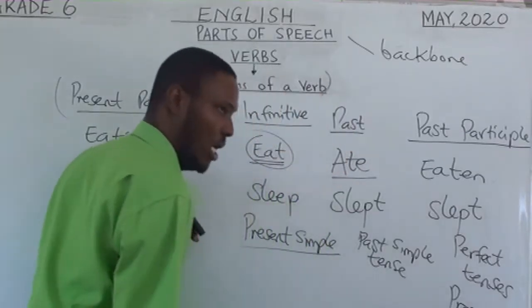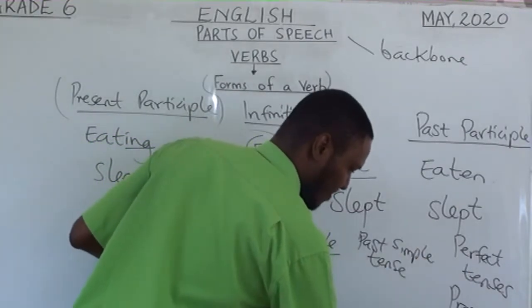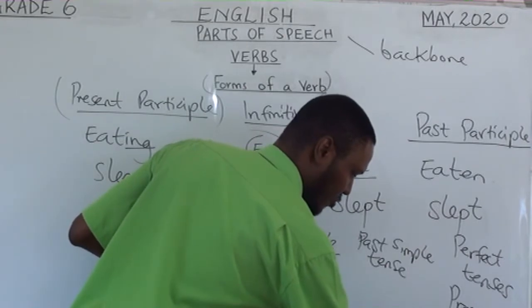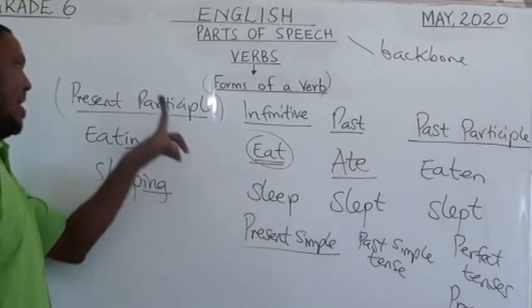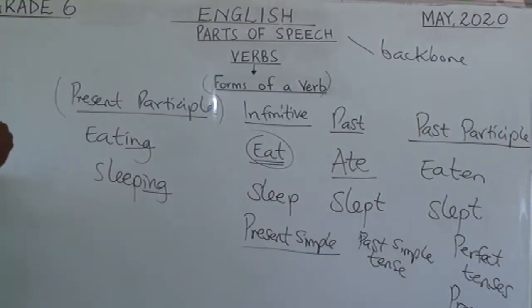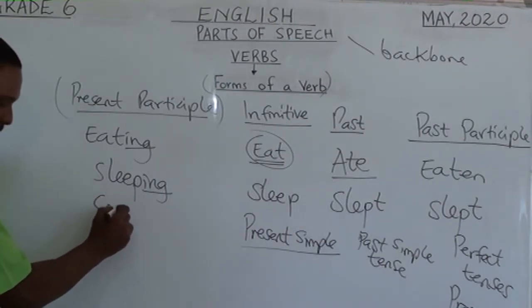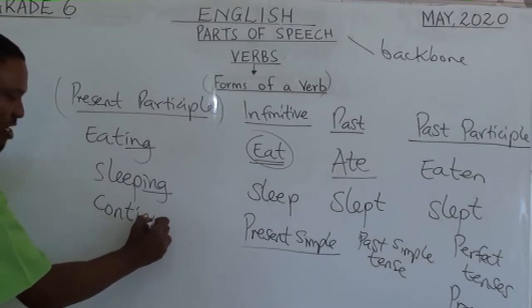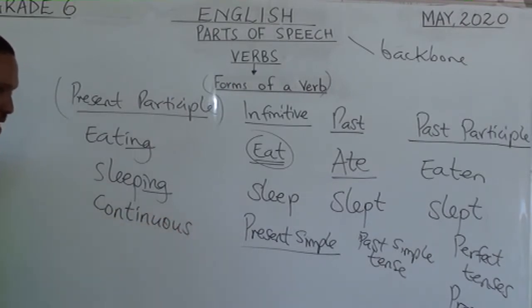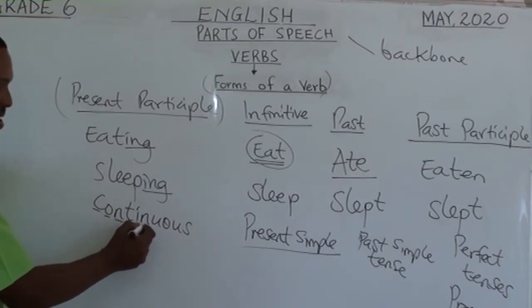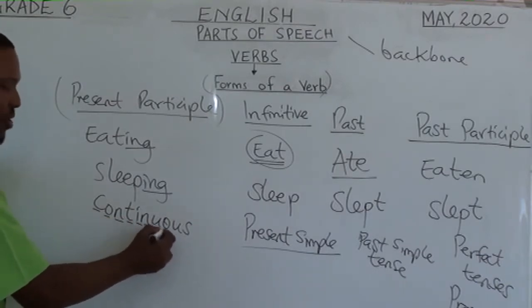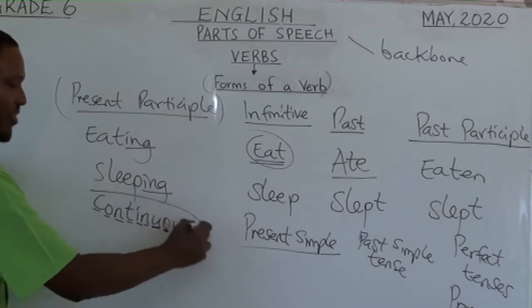We have what we call the future perfect tense. And the present participle form of a verb is used to form the continuous tenses. Continuous. Look at the spelling of continuous. Some people get it wrong. It is C-O-N-T-I-N-U-O-U-S.